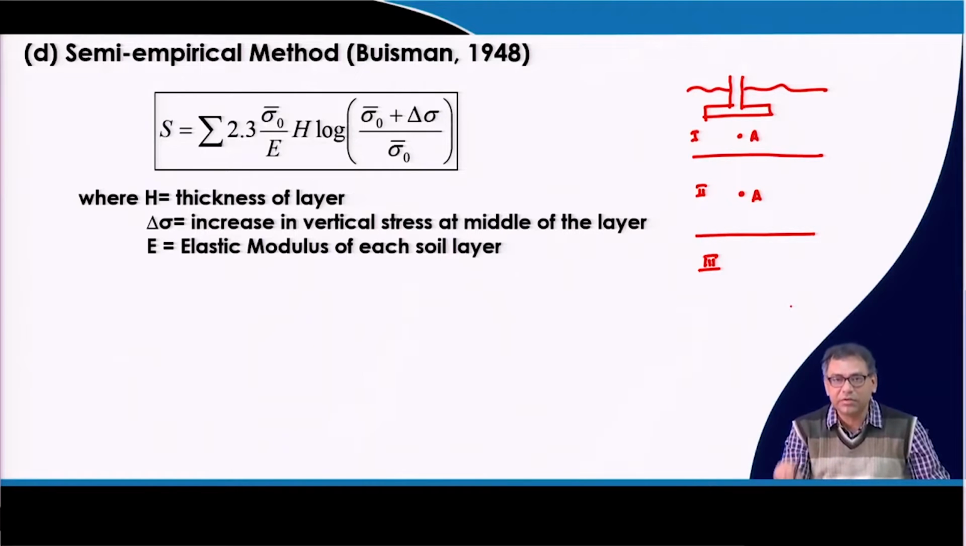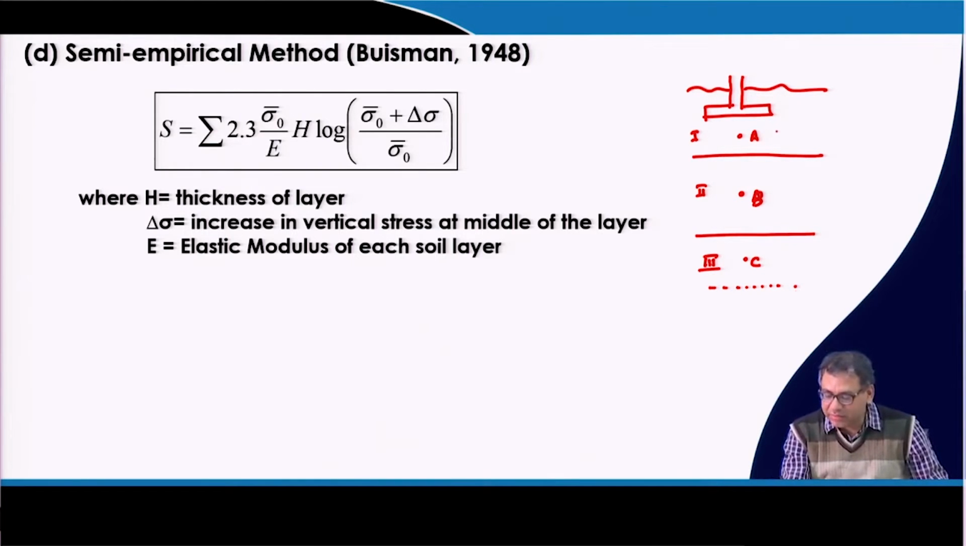As I mentioned, the influence zone for settlement calculation is 2 times the width of the footing. So, suppose the influence zone is up to this, then there will be 3 different points, as there are 3 layers. And I have already discussed that you can divide one particular layer into a number of layers and take the points at the middle and then do the calculation. But in this example problem or this course, I will take only one point at the middle of each layer, and these are the 3 points, A, B, C, up to the influence zone.